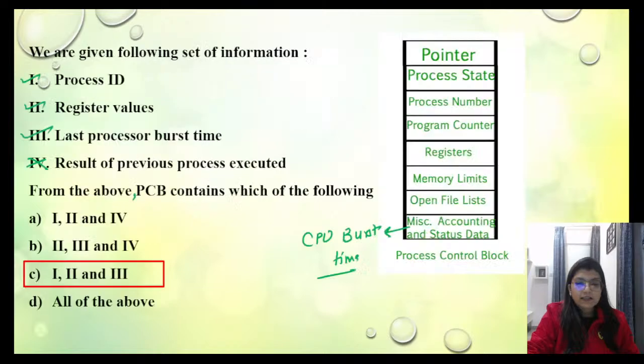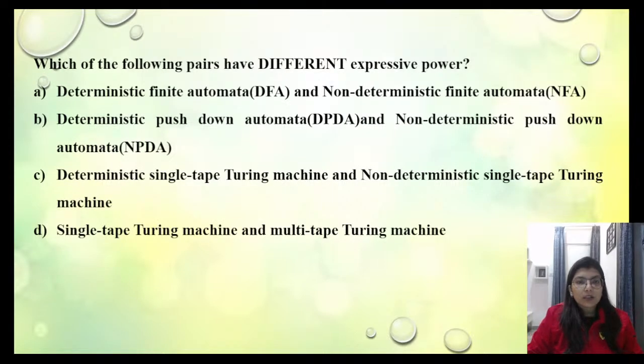Very easy question again. It says, which of the following pairs have different expressive power? Which of the following pairs have different expressive power?